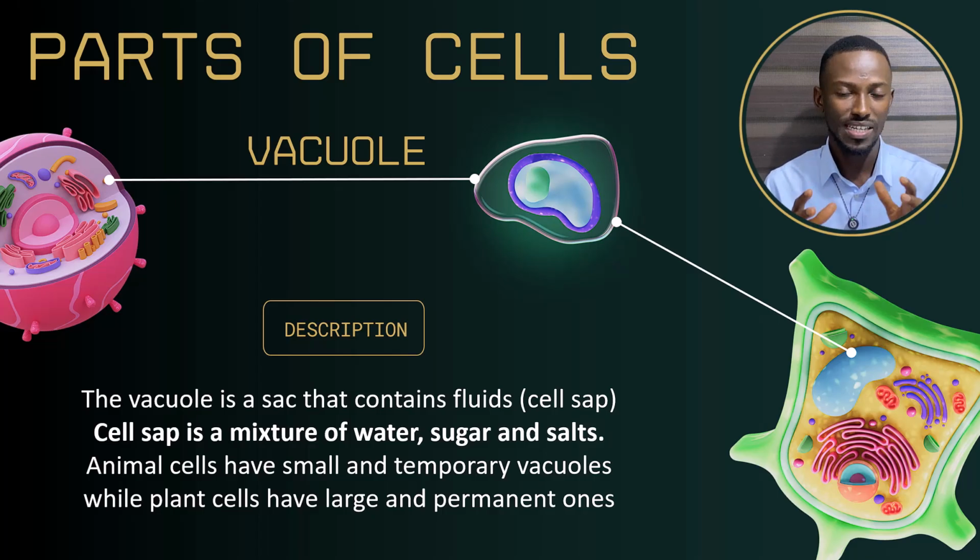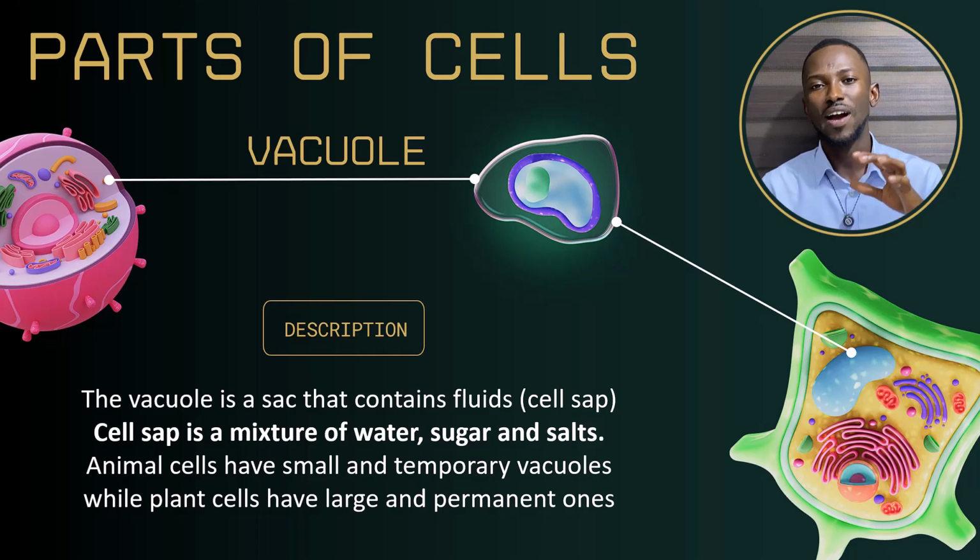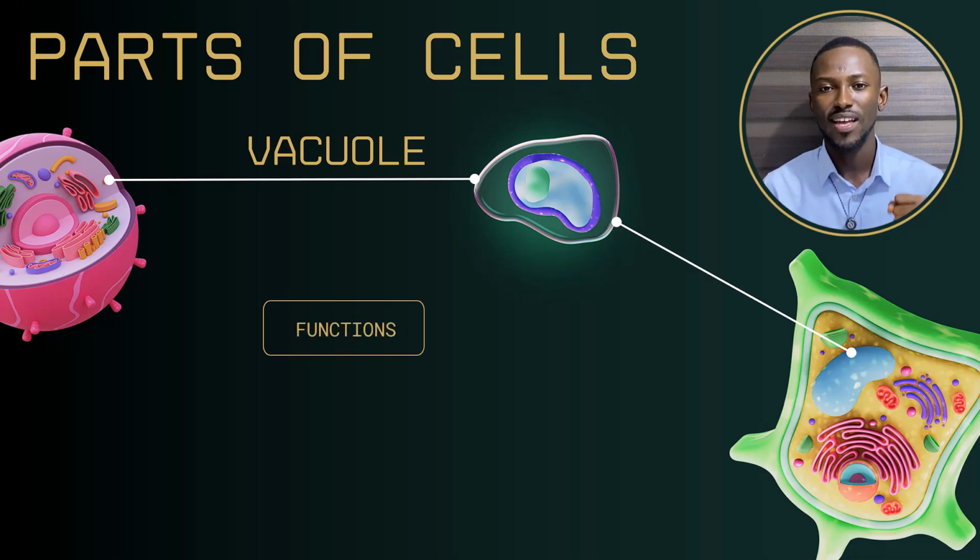That is one interesting fact I want you to keep. We have a large and permanent one in plant cells. But in animal cells, the vacuoles are small, temporary, and many inside the cell of animals. And when we want to compare the cell to a factory, we can compare the vacuole to the water tank or the storage section of the factory. We said the vacuole is a sac that contains fluid, more like the storage tank or storage section of a factory.